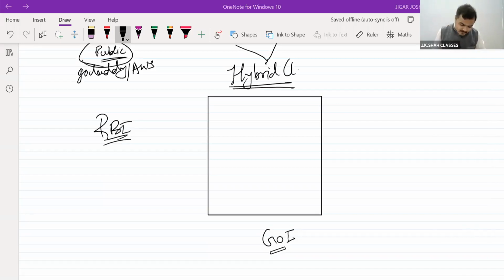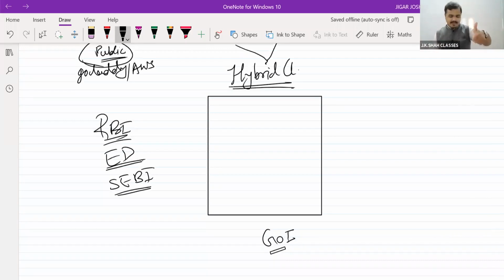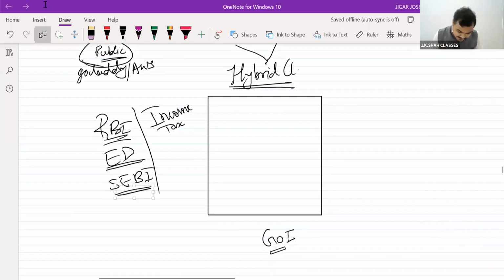Meanwhile, another person, the Enforcement Directorate, and SEBI also came. They also said to me, sir, we want a separate cloud. Now, a separate cloud for RBI, for the Enforcement Directorate, for SEBI, and in between I got the Income Tax Department also asking for a separate cloud. Now tell me, if I keep on giving separate clouds to all these people, don't you think it would be too costly for me?